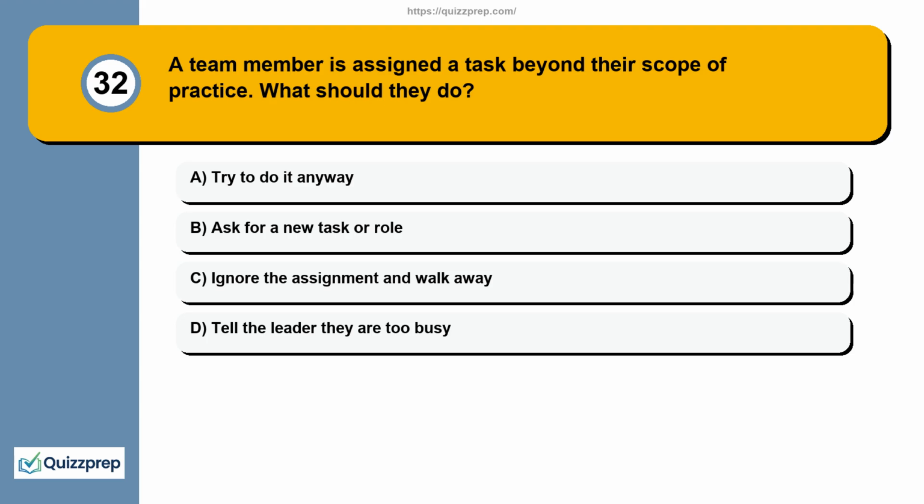Question 32. A team member is assigned a task beyond their scope of practice. What should they do? Try to do it anyway. Ask for a new task or role. Ignore the assignment and walk away. Tell the leader they are too busy.